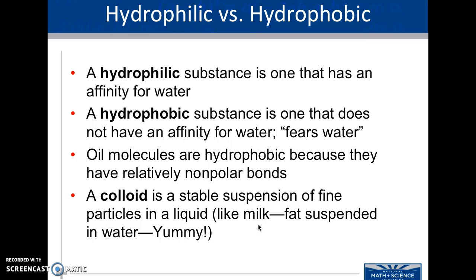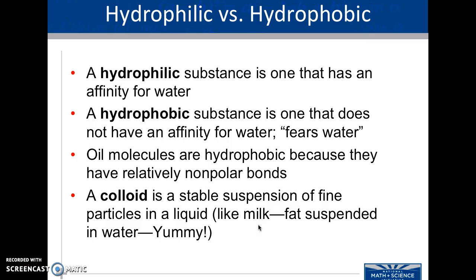This brings us to talking about hydrophobic and hydrophilic, which are related to cell structures. Hydrophilic substances are ones that have affinity or are attracted to water. Therefore, we can assume they are polar. A hydrophobic substance is one that does not have affinity for water, or it fears water, it repels it. These are usually fats, lipids, and oil molecules, which are hydrophobic.